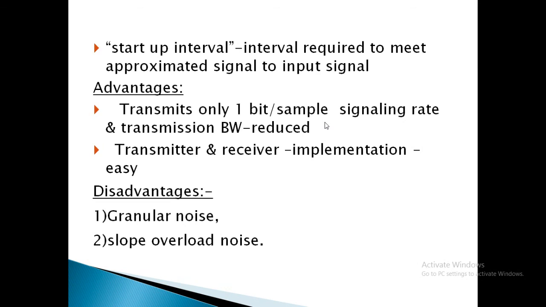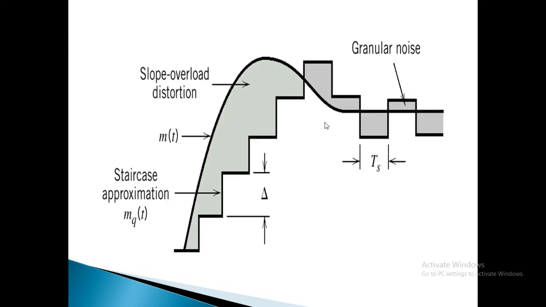The advantage: it transmits only one bit at a time, so the signaling rate and bandwidth are reduced. And the transmitter and receiver construction is very easy. Disadvantage: it has granular noise and slope overload noise.